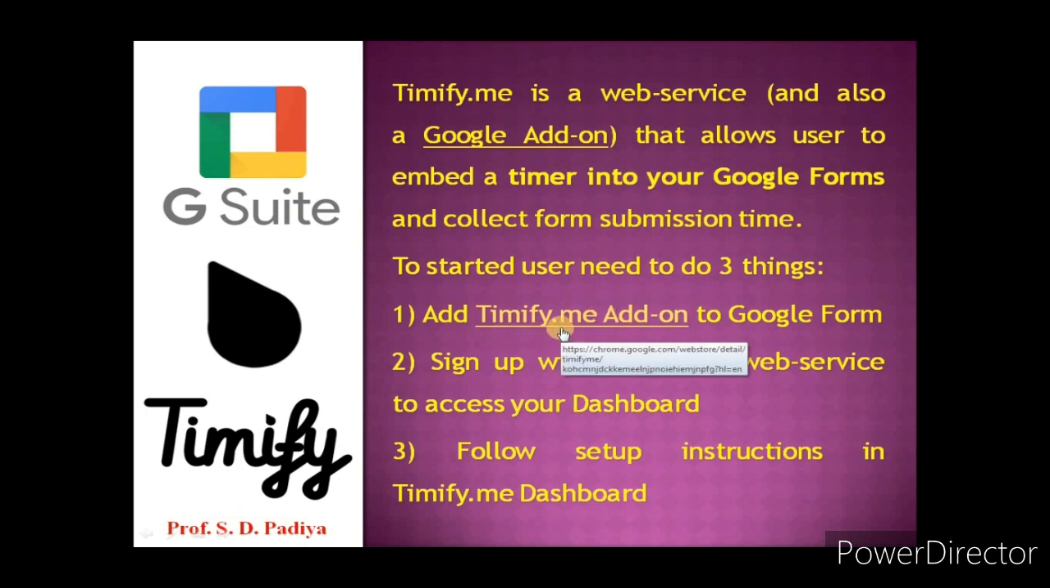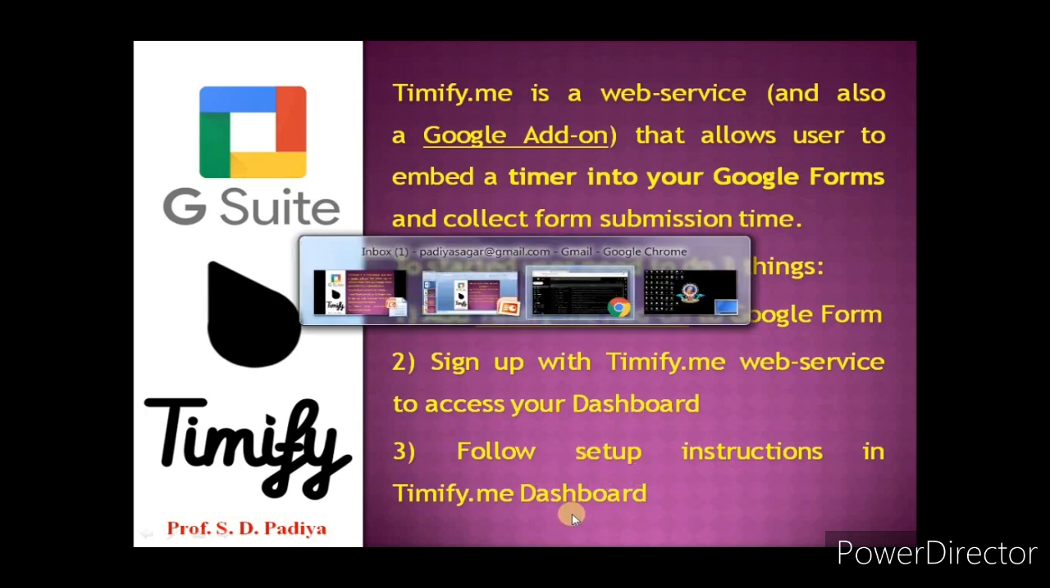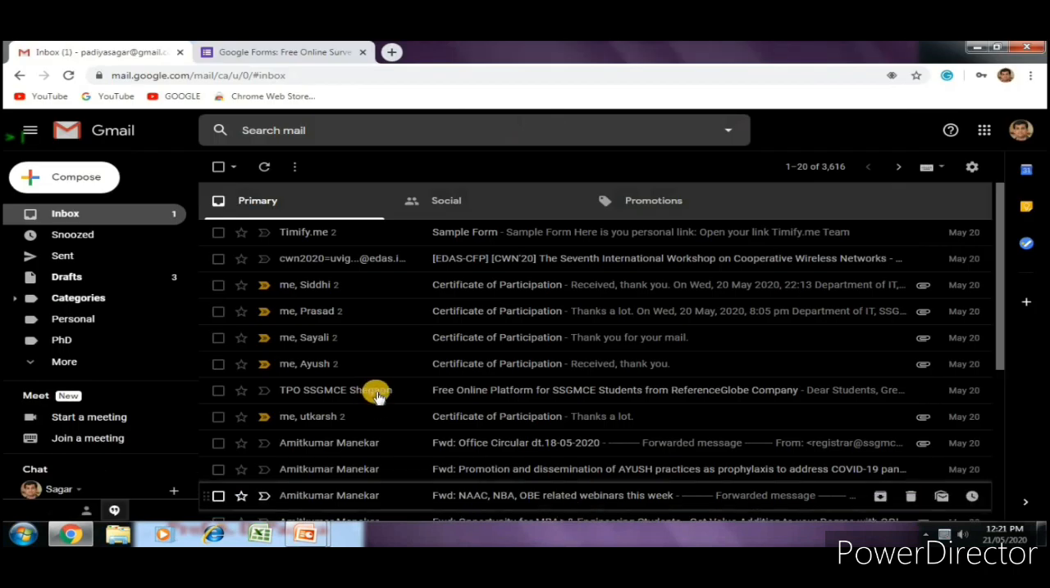To start, the user needs to do three things. First, add the Timify.me add-on to the Google Form. Then sign up with the Timify.me web service to access your dashboard, and follow the setup instructions in the Timify.me dashboard. We'll see the total setup.